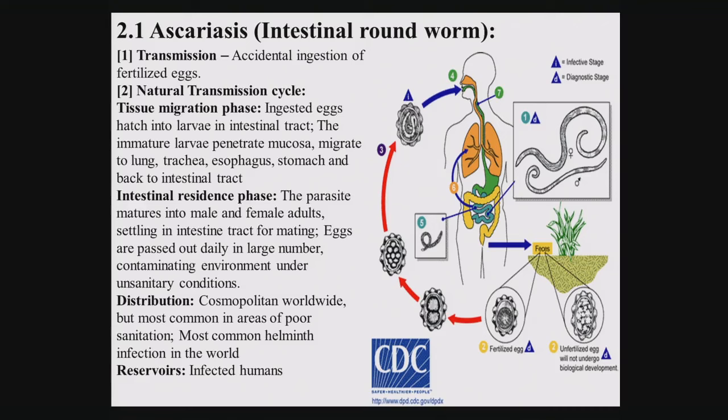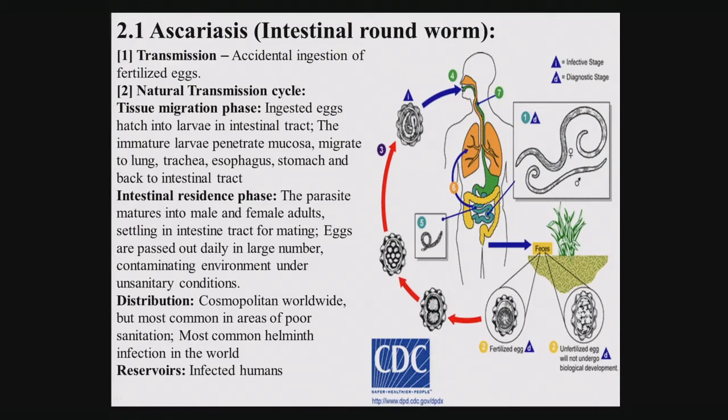So the transmission, again, is accidental or unknowing ingestion of fertilized eggs. As I mentioned earlier, each female worm can release 100,000 eggs, but not all of them are fertilized. So only the fertilized eggs can cause disease. This is taken in with your eating and drinking into the intestinal tract. So here is the RDT again. They end up in the intestinal tract. They don't stay there. They hatch into the young stage, the first stage larvae. They penetrate the mucosa. Then they enter the so-called tissue migration phase, where they end up in the lung, and they move up through the trachea, and then you swallow them back through the esophagus, back into the intestinal tract.